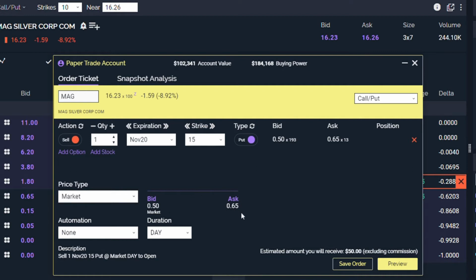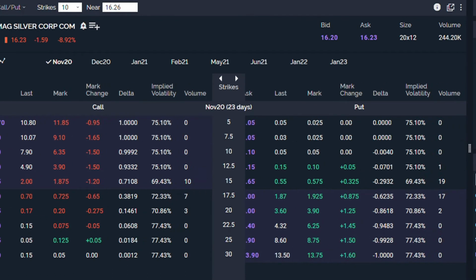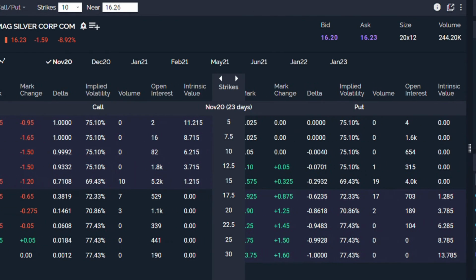If we buy on the market, we pay 65 cents, but then we have to sell it back at 50 cents. So then we take that 15-cent loss. So this is a good example of a low liquidity market. Now, if we want to see what our liquidity is, we have a couple things here.